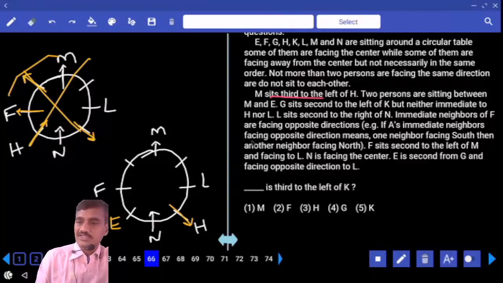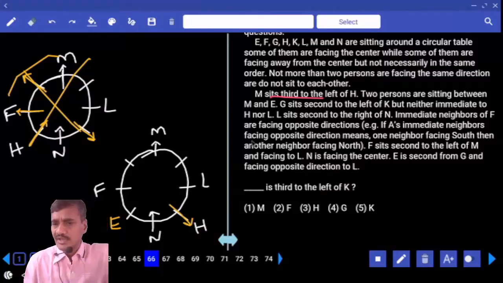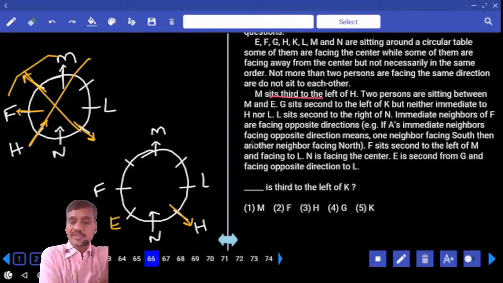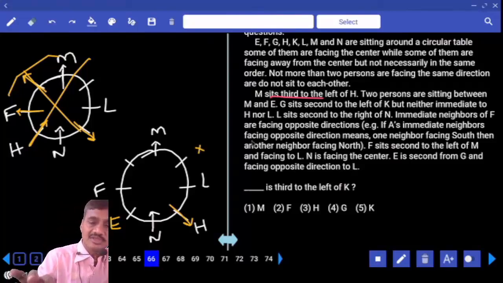And next one, G sits second to the left of K. G is seated second to the left of K, but neither immediate to H nor L. That means G is not an immediate neighbor of H and L. Hence G cannot be here. So where should G be? G must be in between F and M. That's right, isn't it? G is here.